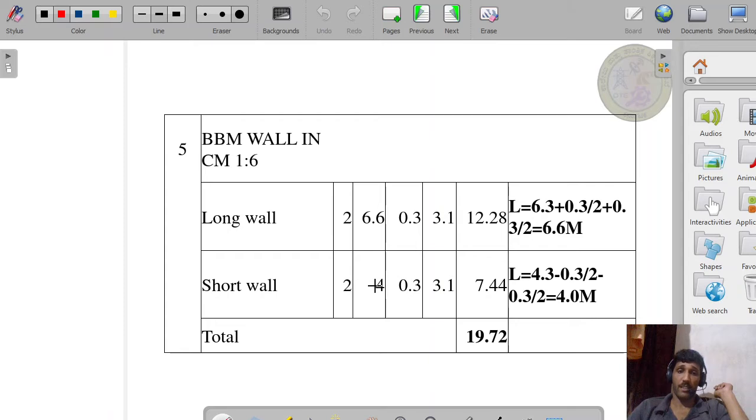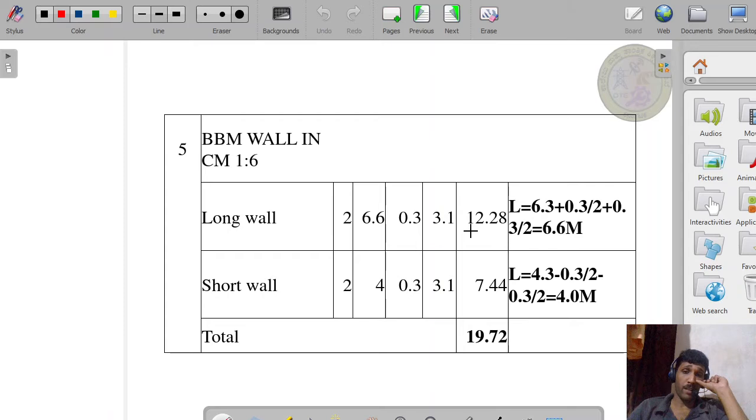Short walls. In this short wall, the center to center length is 4.3 meter minus half the width of the wall on either side. That means 4.3 minus 0.3 by 2 minus 0.3 by 2. That is 4 meter. Now 2 number, 4 meter, 0.3 meter, 3.1 meter height, and by multiplying all these 4 columns we will get 7.44 meter cube.